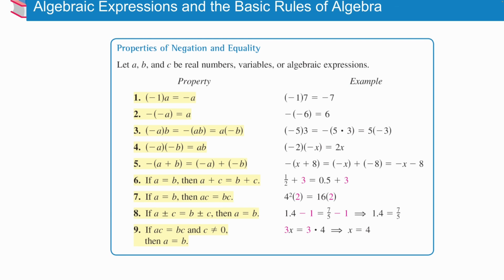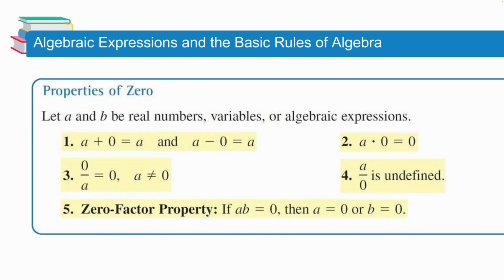And then as long as C is not 0, we could divide both sides by C, essentially, and that would end up canceling these C's out. And when we do that, we would get A equals B. So that's true as well.